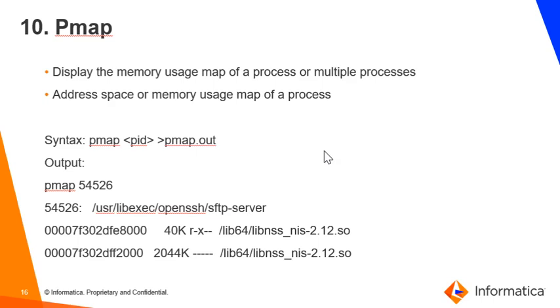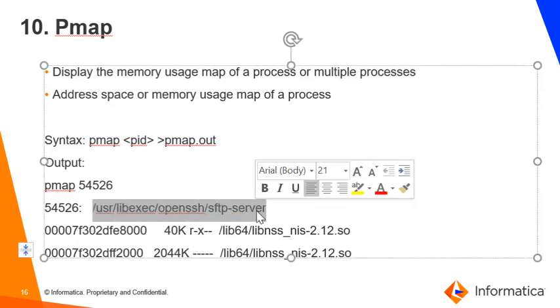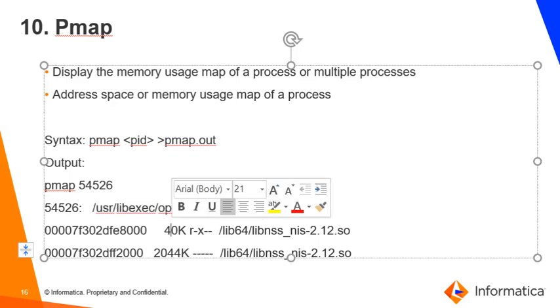5 to 6. The output of the command can be seen as the process. It is being used by SFTP server, and this process is taking 40 KB from this location and 2044 KB from this location.